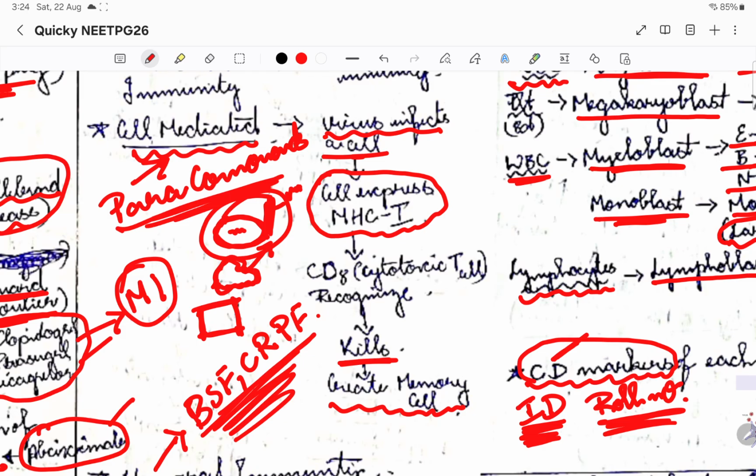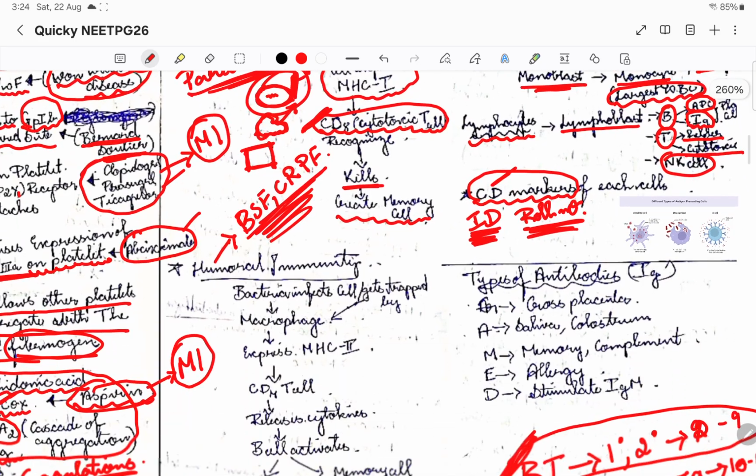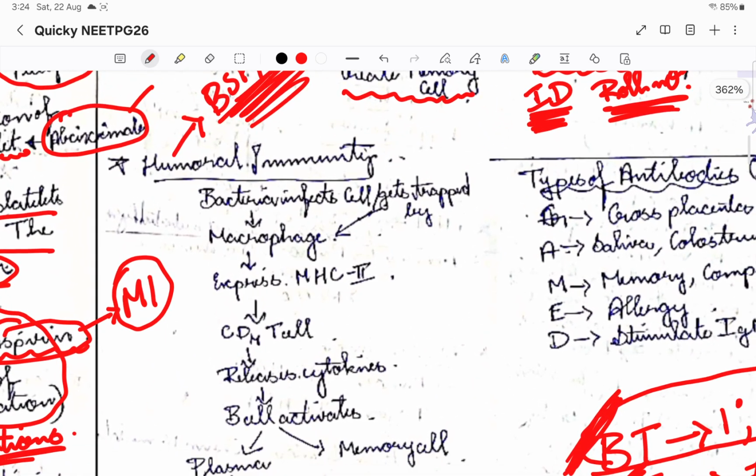This is called cell mediated immunity. The cell is the CD8 cytotoxic cell. Okay, these are cytotoxic CD8 cells, the paracommandos. CD8 are the paracommandos. Then what happens in humoral immunity is, suppose the same thing.